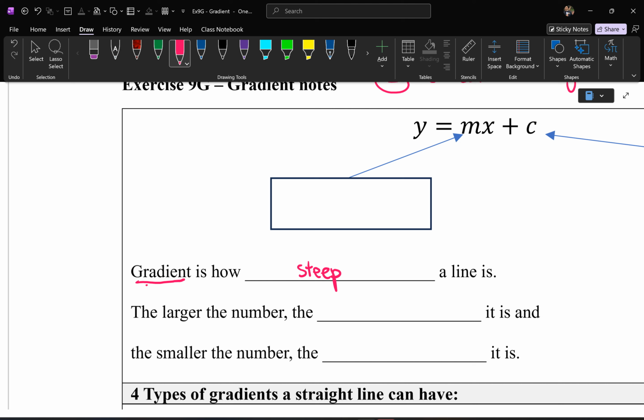And I'm going to show you logically on Desmos so you can picture what's happening, okay? Wait, so is Desmos the number calculator? Desmos is the Google thing calculator. Yeah, that's right. So what we can do now is we're saying gradient is how steep a line is.